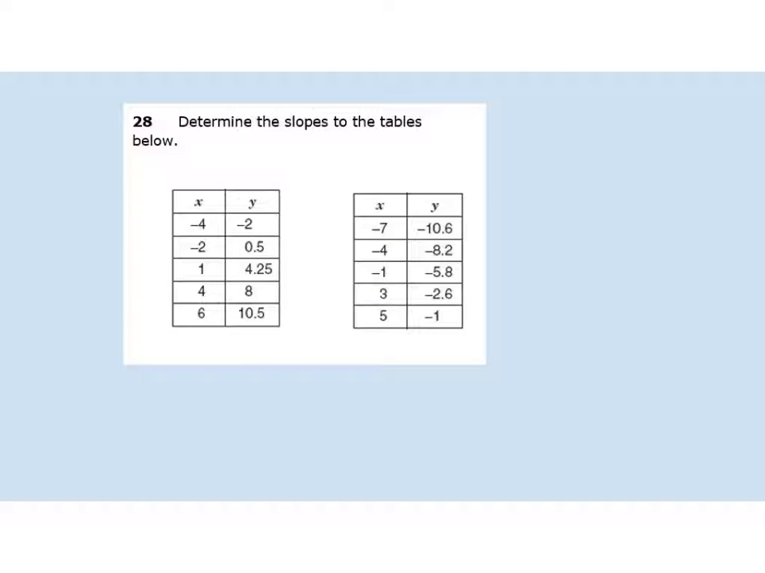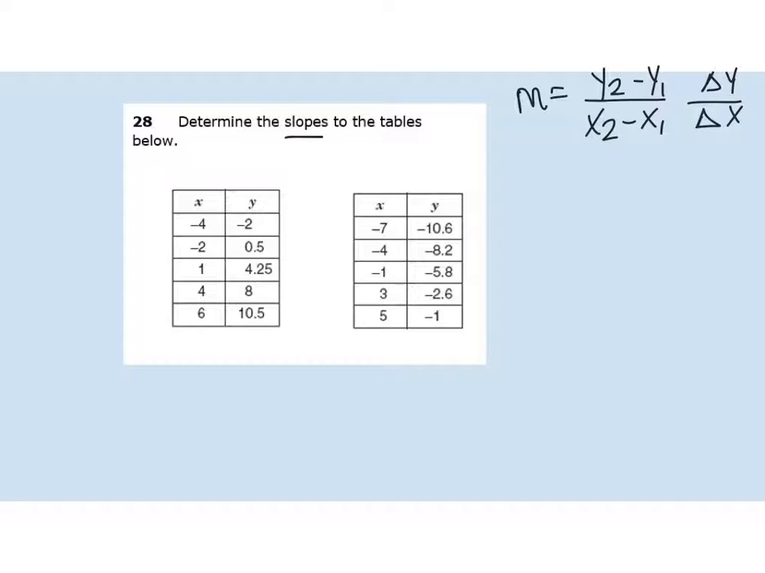On question 28, we're asked to find the slope from tables. To find the slope, you can use the slope formula. Your slope is going to equal y2 minus y1 divided by x2 minus x1. So we need the change in the y value divided by the change in the x value.